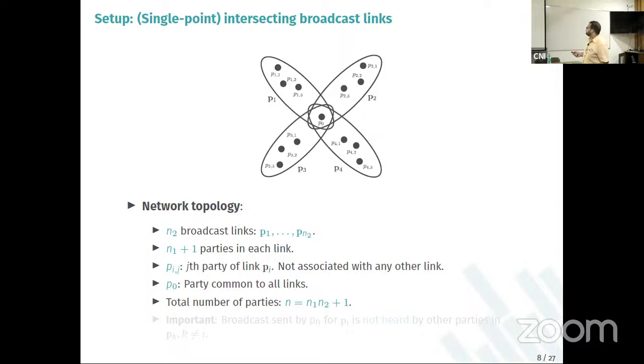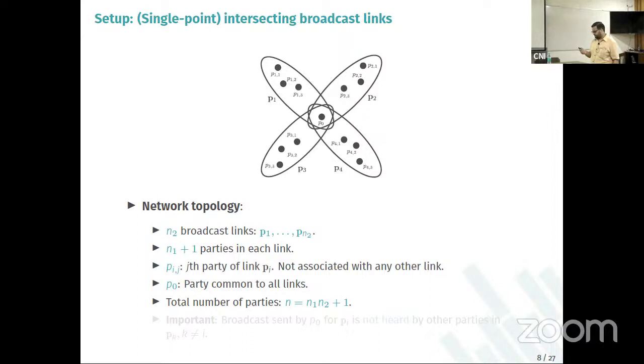For example, we label the jth party of the ith link as Pij. So let's take the first link; the parties are P11, P12, P13, and so on. So what is the total number of parties? We denote the total number of parties by n. There are n2 links. Each of those n2 links has n1 parties exclusively belonging to it. So that contributes n1 times n2, and there is one party common to all.